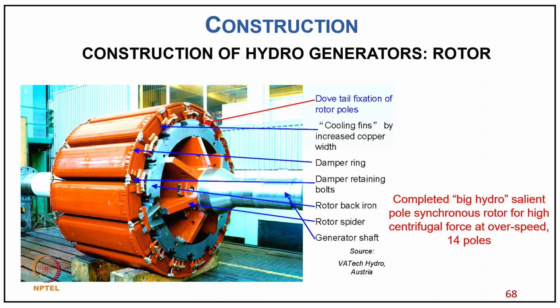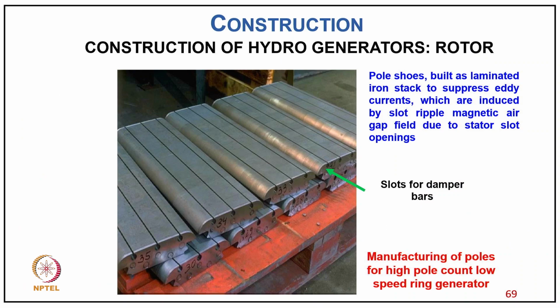And then here you can see how the rotor poles look: dovetail fixation, cooling fins in case of copper width, damping ring, damper bar virtually rings, and damper retaining bolts, the rotor back iron, rotor spider, and generator shaft. So this is a completed big hydro salient pole generator synchronous rotor for high centrifugal force at an overspeed of 414 poles. Then you have a rotor with the pole shoe built as a laminated iron stack to suppress the eddy currents which are induced by slot ripple in the magnetic air gap due to the stator slot opening, and here are slots for the damper bar.